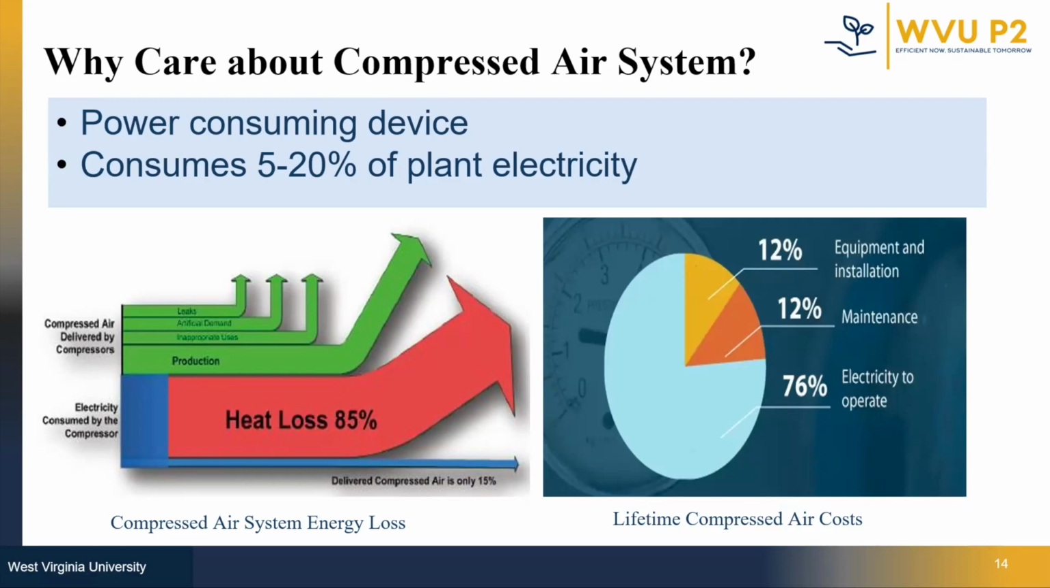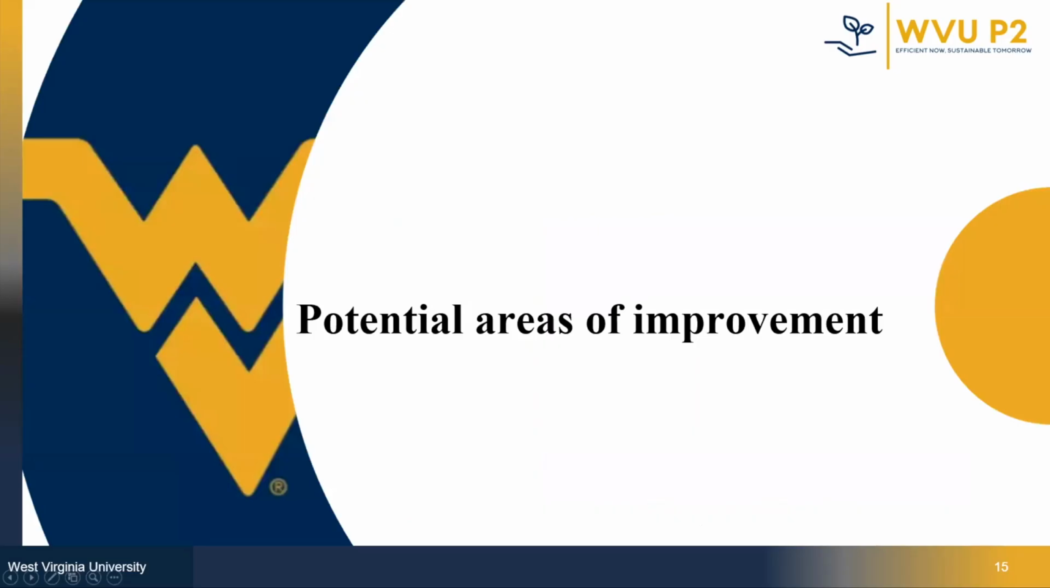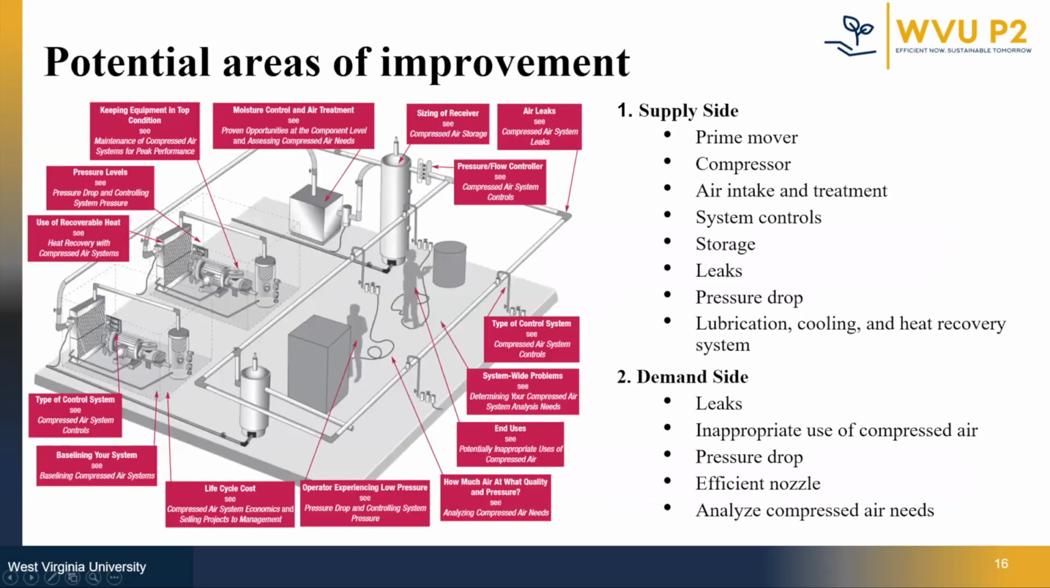So when we think about compressed air, the real opportunity isn't in buying cheaper equipment. It is managing energy use and reducing waste. That is where the savings and the sustainability gains truly come from. We are going to look into the possible areas of improvement that can deliver big savings in compressors.